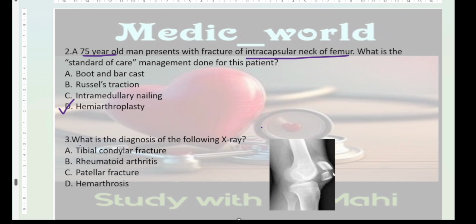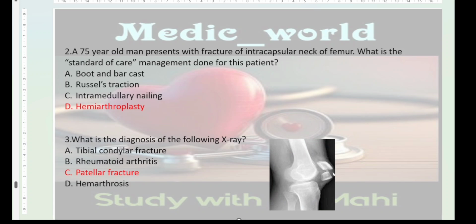Now, the next question is what is the diagnosis of the following X-ray? This is the X-ray given below. It shows this is the femur, this is the tibia, and this is the fibula, and this is the patella bone which is fractured. So the answer to this question is the patellar fracture.